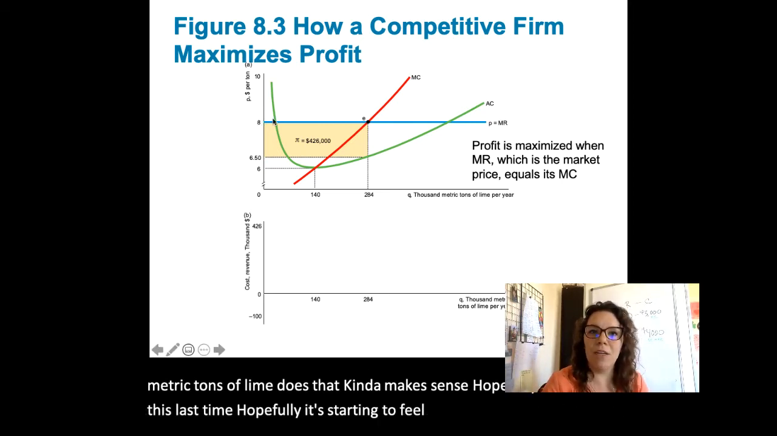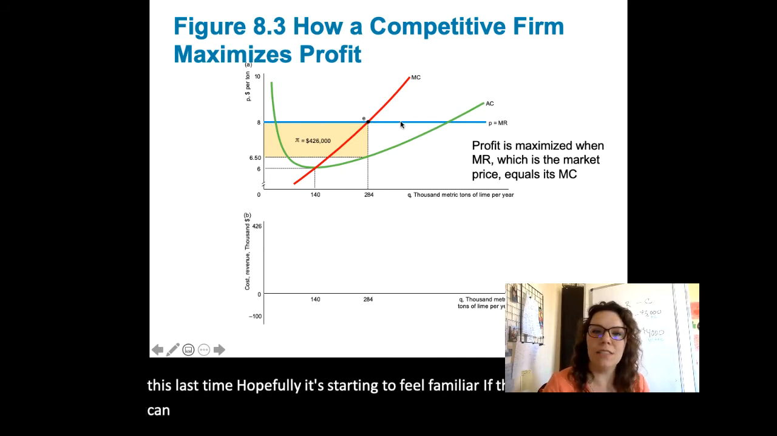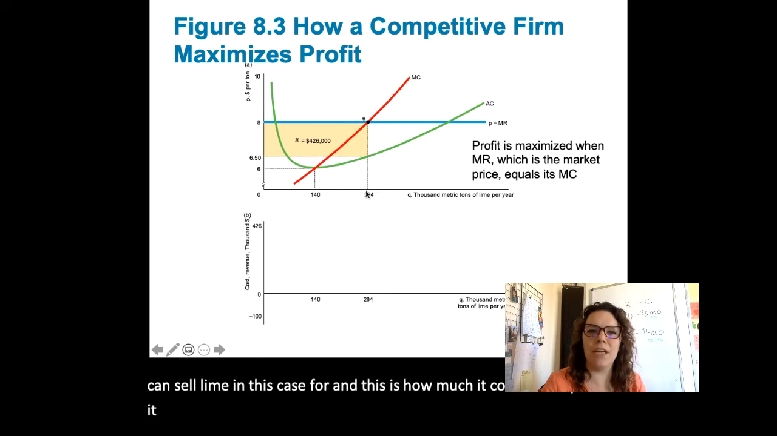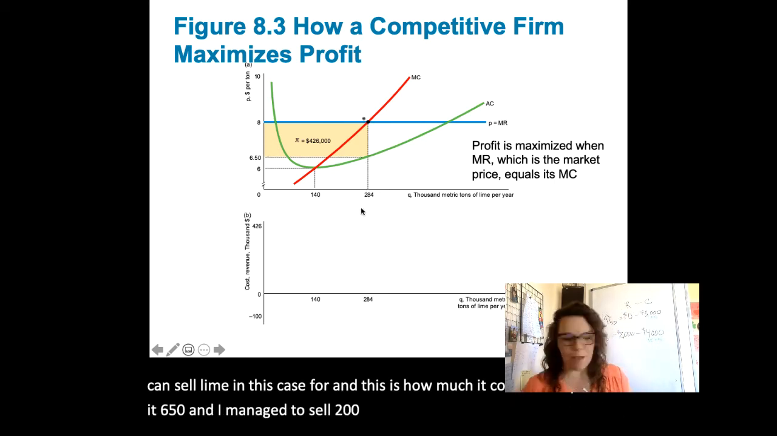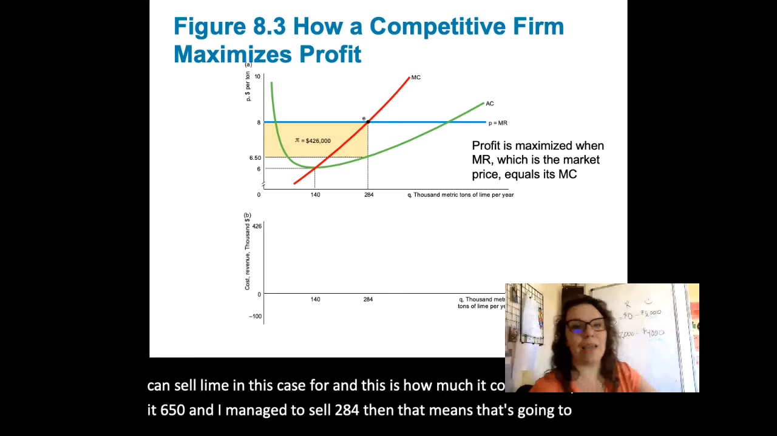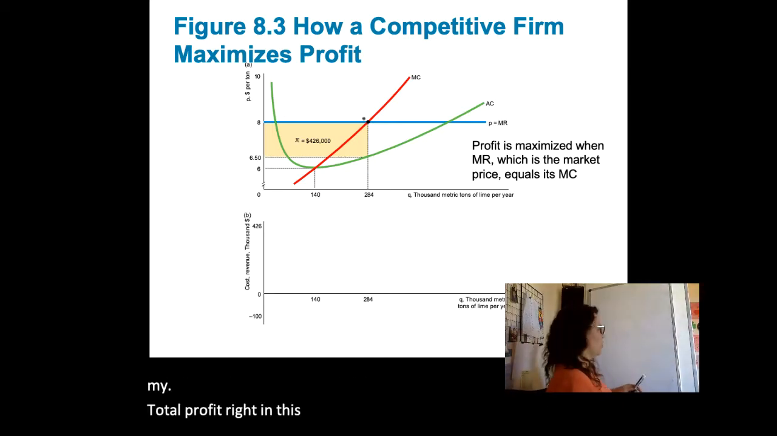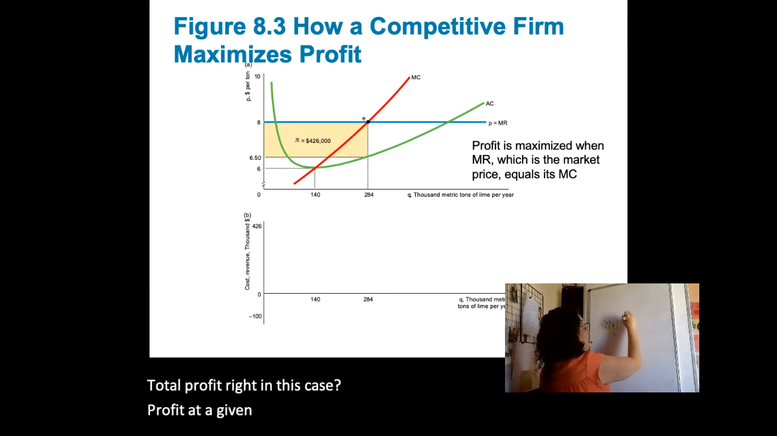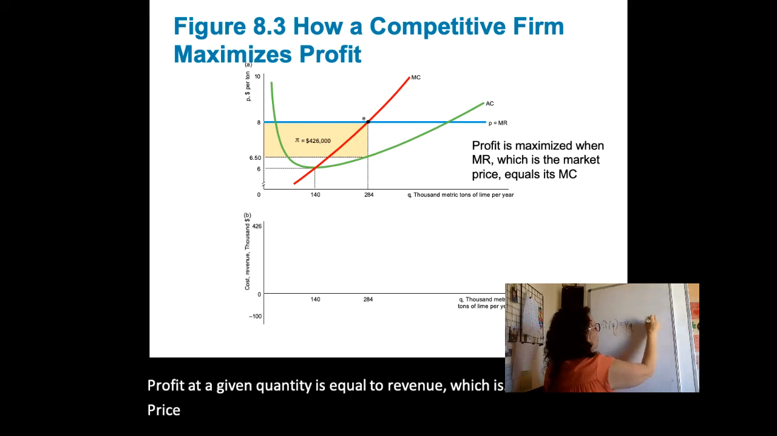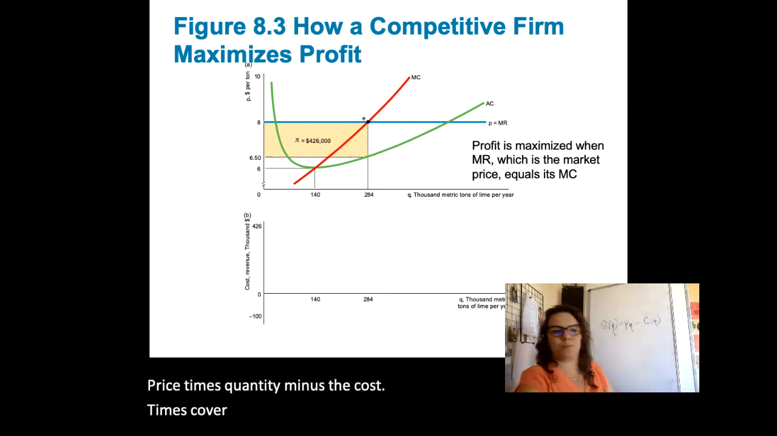If this is how much I can sell lime for, and this is how much it costs me to produce it, $6.50, and I managed to sell 284, then that's going to be my total profit, right? In this case, profit at a given quantity is equal to revenue, which is price times quantity, minus the cost times quantity, right?